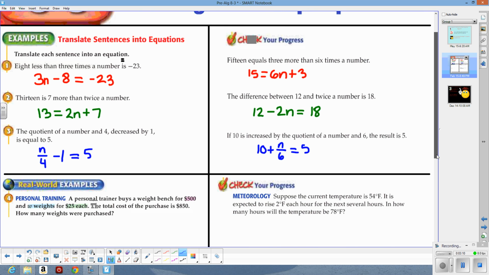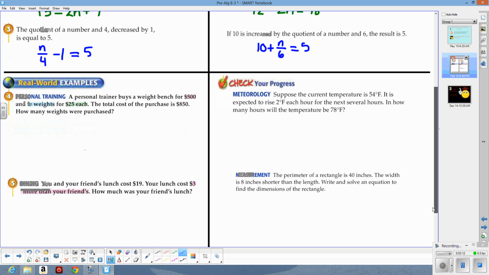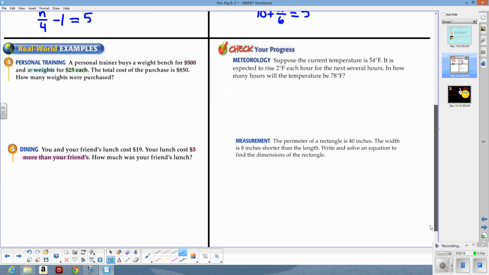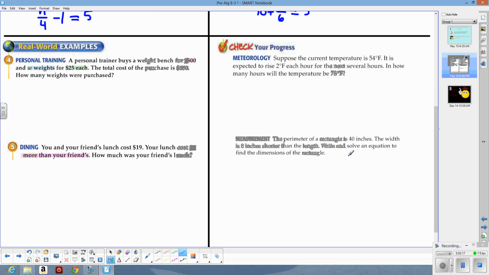Now on to the real world examples. A personal trainer buys a weight bench for $500 and W weights for $25 each. The total cost of the purchase is $850. How many weights were purchased? Well, I know you can probably figure out a way to just get to your answer, but we're going to work on writing an algebraic equation that you can solve to get the answer.